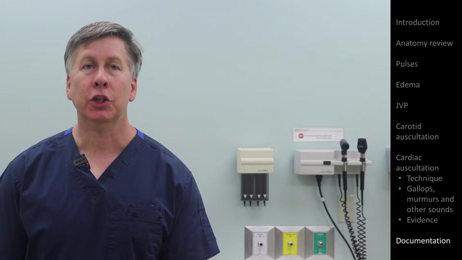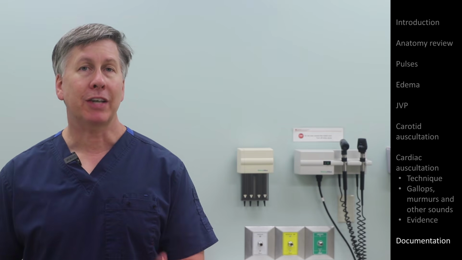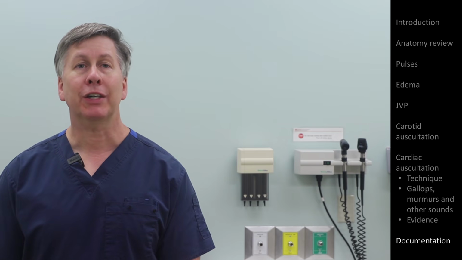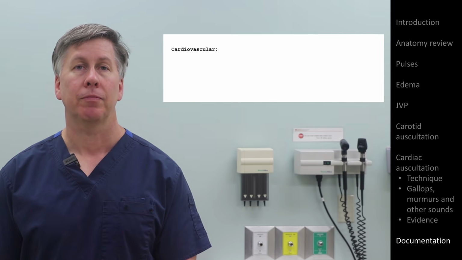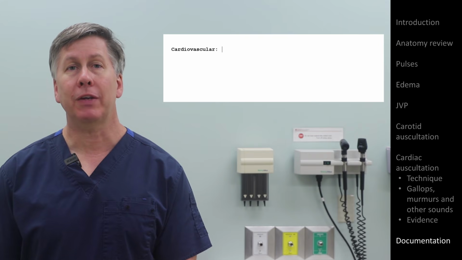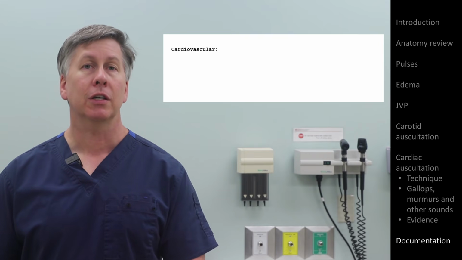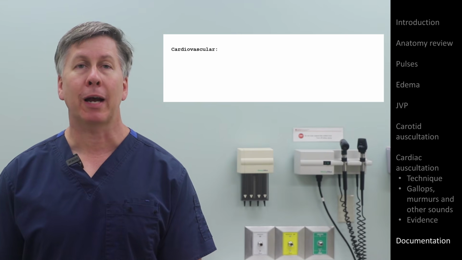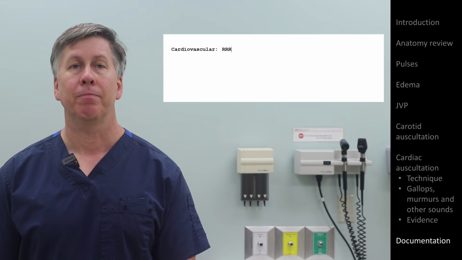I'll end with a discussion of the documentation of the cardiovascular exam. As with the exam as a whole, there is more nuance here than with the documentation of other exam components. Inspection is not typically included in documenting the CV exam, and instead, by convention in the US, documentation of a normal exam starts with RRR for regular rate and rhythm.